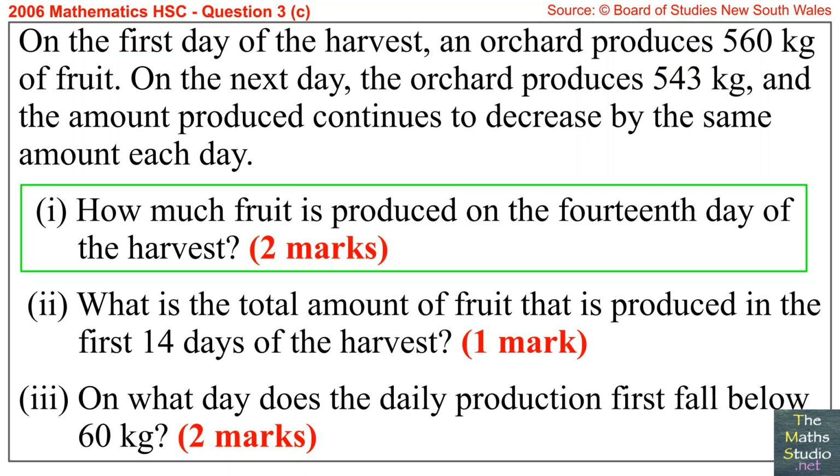Question 3, Part C. On the first day of the harvest, an orchard produces 560 kilograms of fruit. On the next day, the orchard produces 543 kilograms, and the amount produced continues to decrease by the same amount each day. Part 1. How much fruit is produced on the 14th day of the harvest?